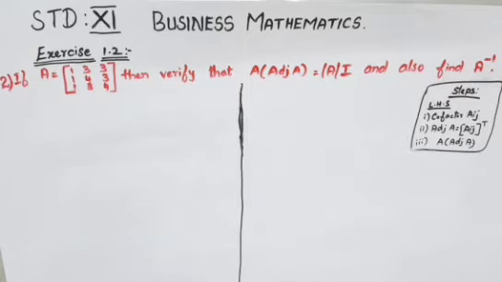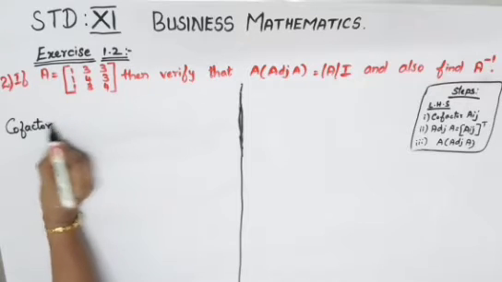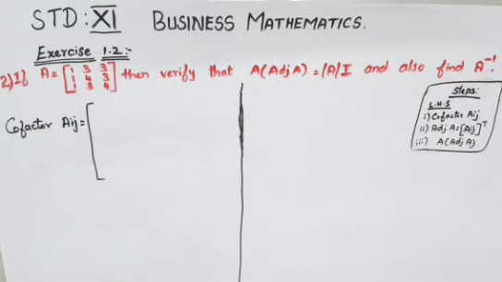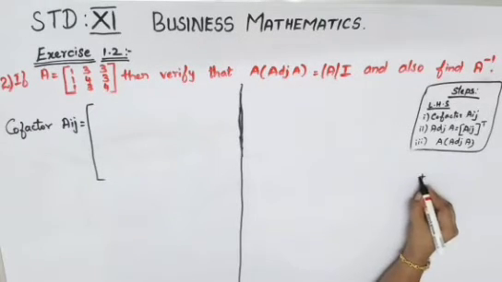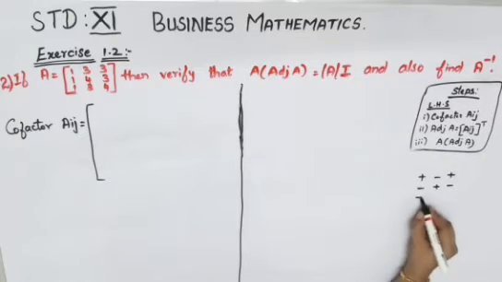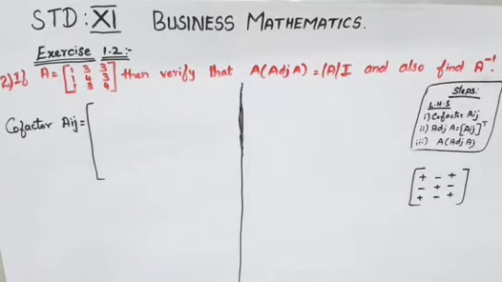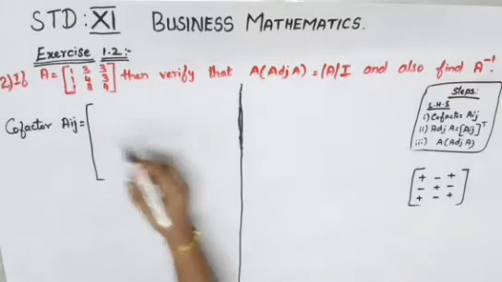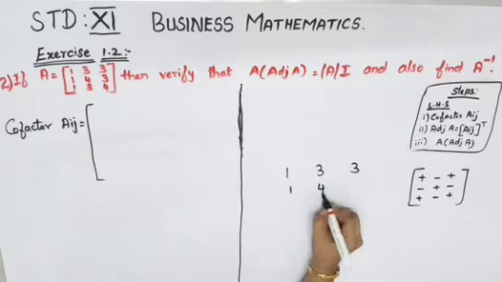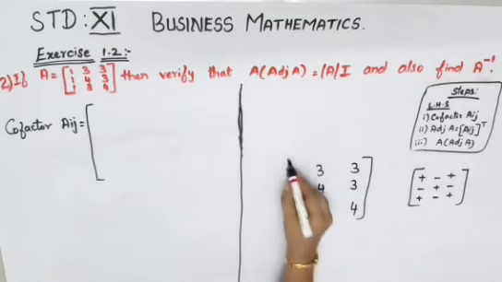So first you have to find the cofactor Aij. Just put a big bracket. You have to insert signs over there, and for that there is one format: plus minus plus, minus plus minus, plus minus plus. This format of signs you have to insert for your Aij. I'll just write the matrix as it is here in the rough column: 1, 3, 3, 1, 4, 3, 1, 3, 4. Just write this in your rough column and keep it.